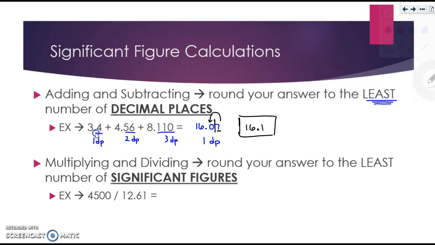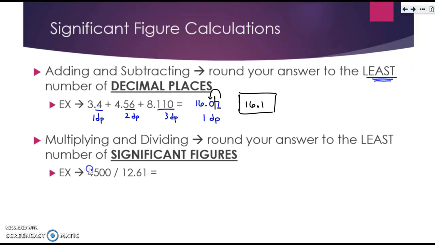When we're multiplying and dividing, instead, we go back to our normal rules. We're going to round our answer to the least number of significant figures, what we just discussed on the previous slide. So here, this number is 2 significant figures. Remember, zeros at the end don't count if the decimal is not shown. And here, this is 4. So your answer should be to 2.